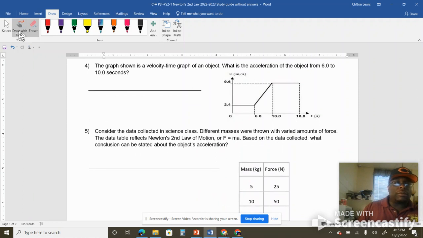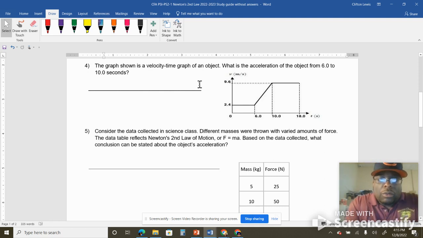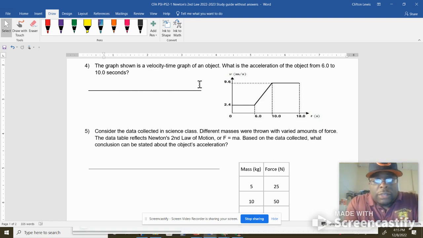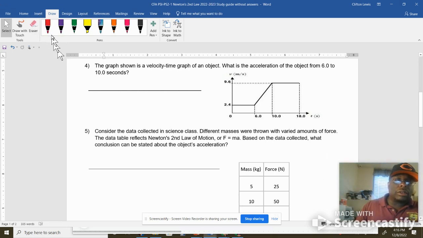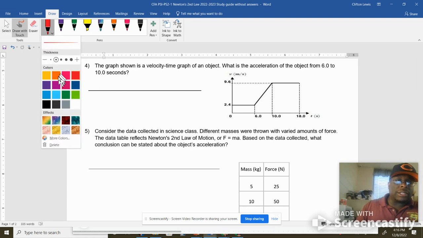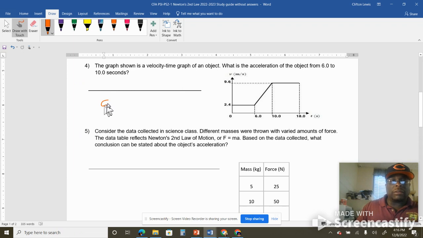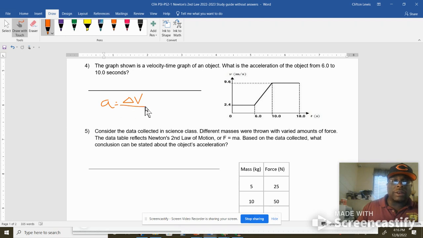All right, this is a little tough problem, right? So right here I have this graph. The graph shows the velocity-time graph of an object. What is the acceleration of the object from 6.0 to 10.0 seconds? So I've got to find some changes here. I need to find the acceleration. We're not going to use the force divided by mass formula for acceleration. We're going to use the good old changing distance and time. So acceleration equals delta, which means change in velocity, divided by delta, which is change in time.